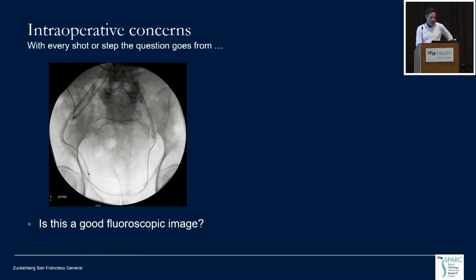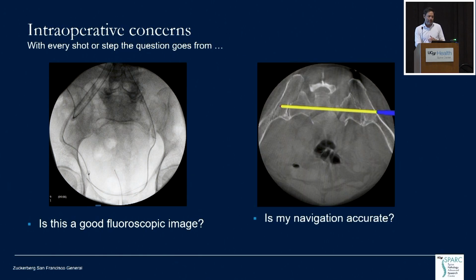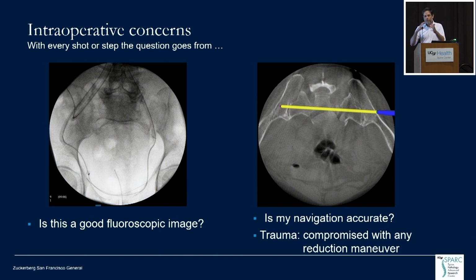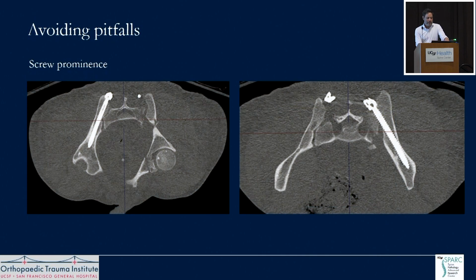And so our intraoperative concerns when we go from fluoroscopy to navigation goes from, is this a good fluoroscopic image, to, is my navigation accurate? And in trauma, this is even more compromised because anytime you try a reduction maneuver, your navigation is going to be off. And of course, here you want to make sure that your tulips are recessed below the PSIS, because in the traumatic setting, these are going to become problematic.